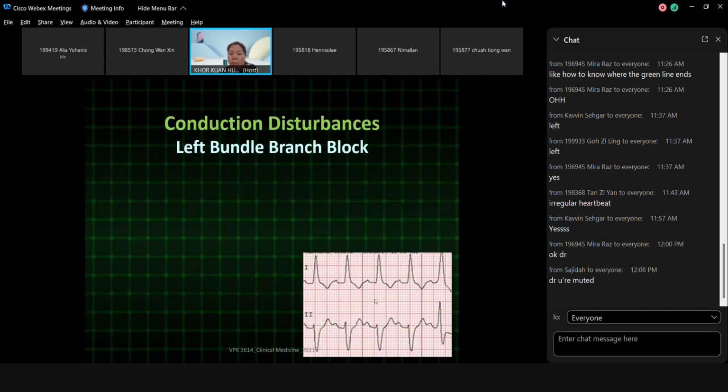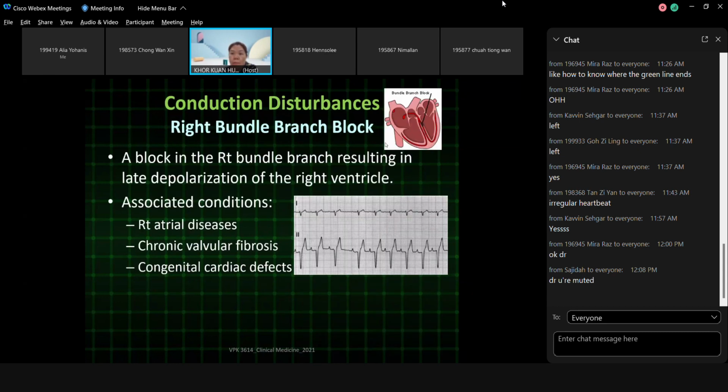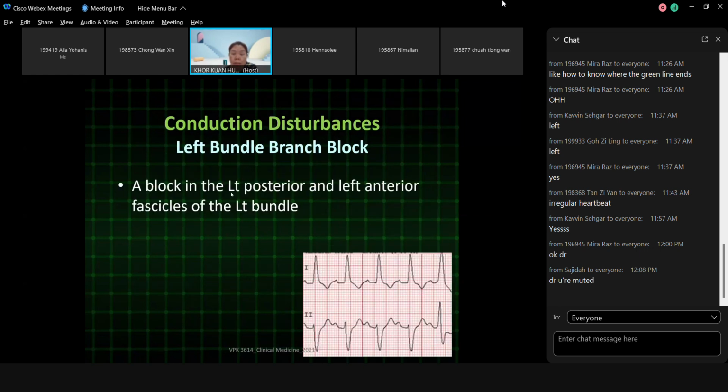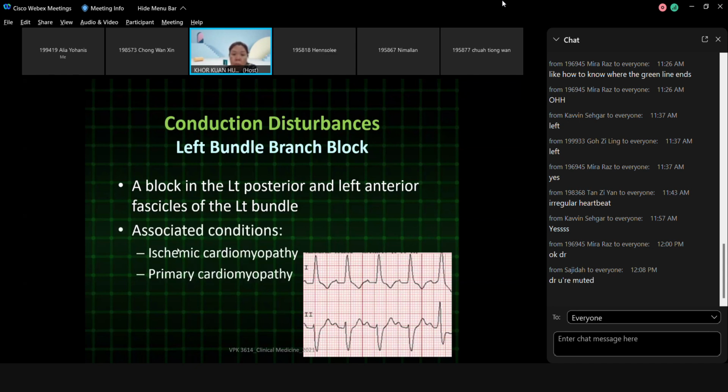Okay, left bundle branch block. So left means it's going to be here. A block at the left posterior and the left anterior fascicles of the left bundle. Again, it can be because of ischemia; any cardiomyopathy can give you this left bundle branch block.